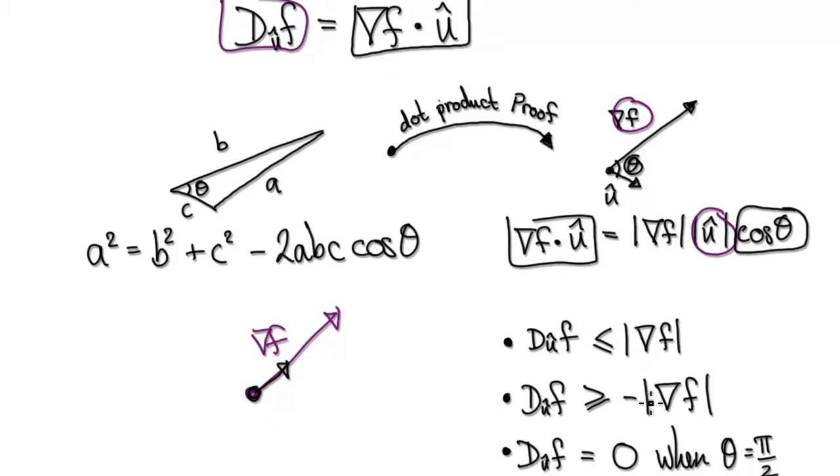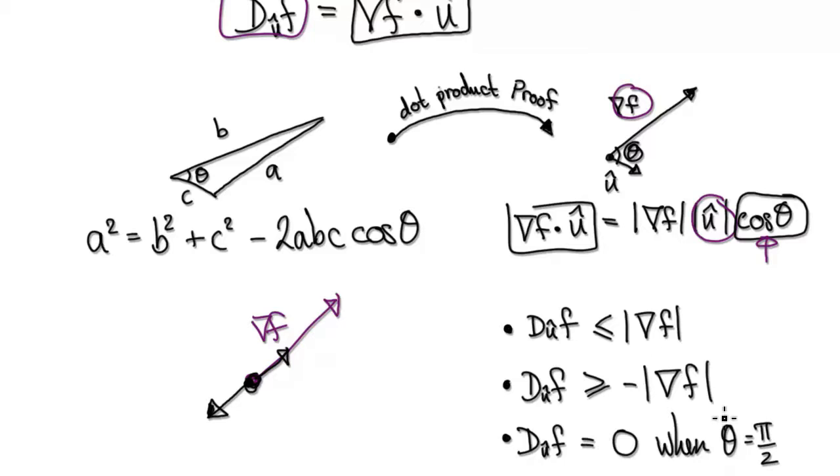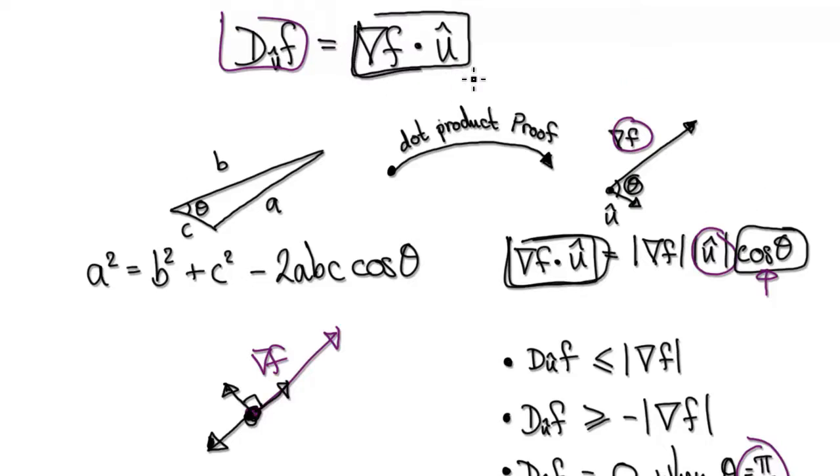When the unit vector is going in the opposite direction, it will be at its lowest. And when the unit vector is at 90 degrees, then this thing here will be 0, meaning our directional derivative would be 0.